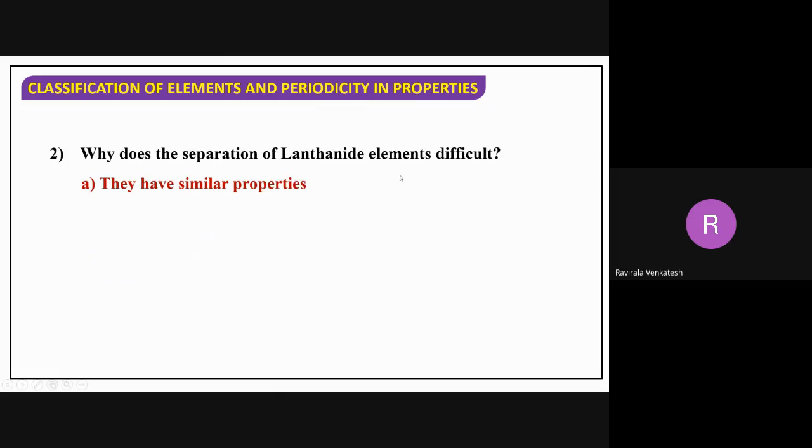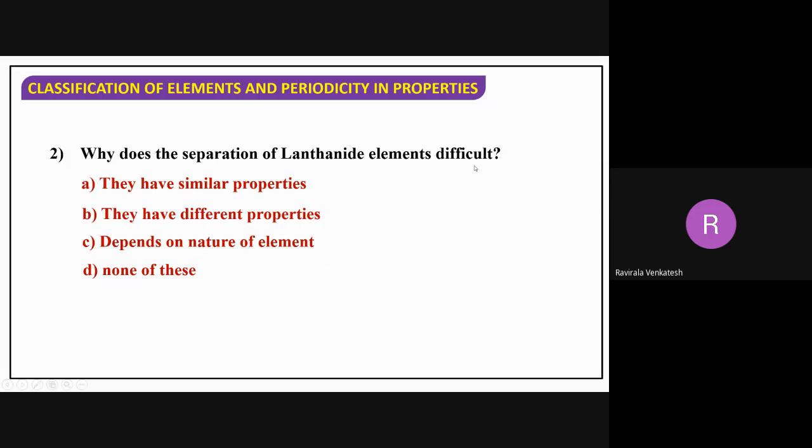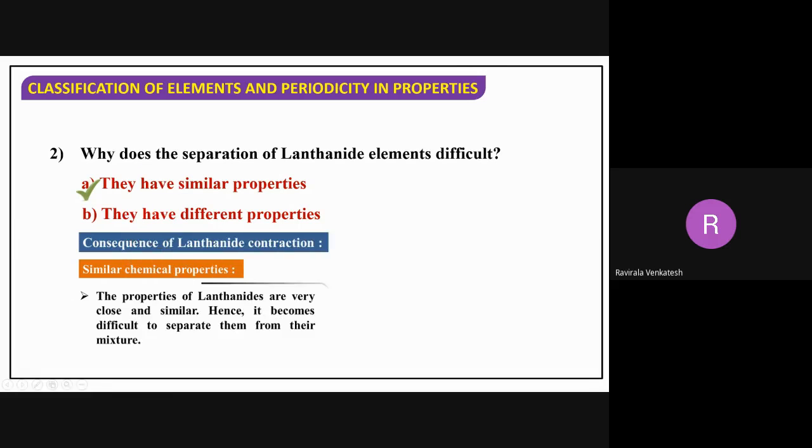Why is the separation of lanthanoid elements difficult? Tell me. They have similar properties. Because of lanthanoid contraction, the atomic size is almost the same, nearly decreasing. Therefore, they have similar properties, isn't it? So that is the explanation for this one.